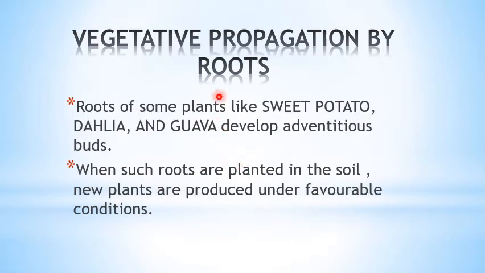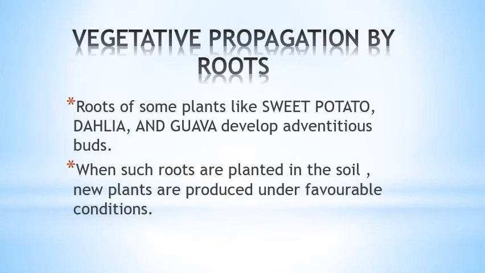So, vegetative propagation by the roots. The first propagule which we are discussing here is roots. The roots of some plants like sweet potato, that is shakarkandi, dahlia and guava develop adventitious buds. Adventitious buds are the buds which are other than the normal buds. When such roots are planted in the soil, new plants are produced under favorable conditions.